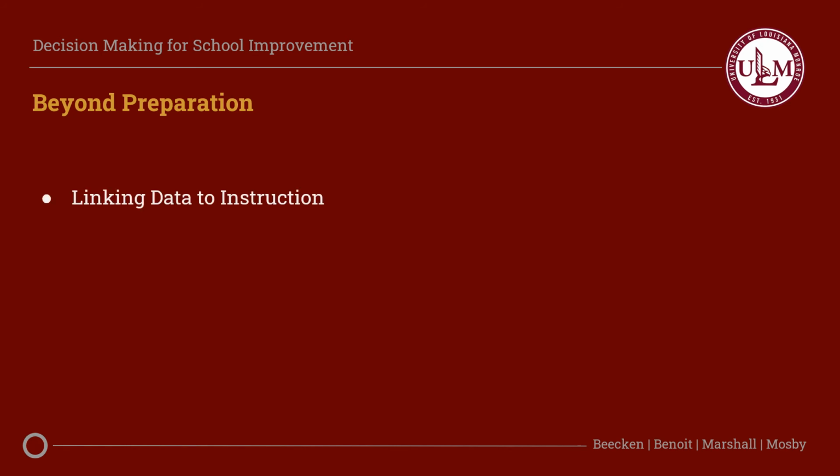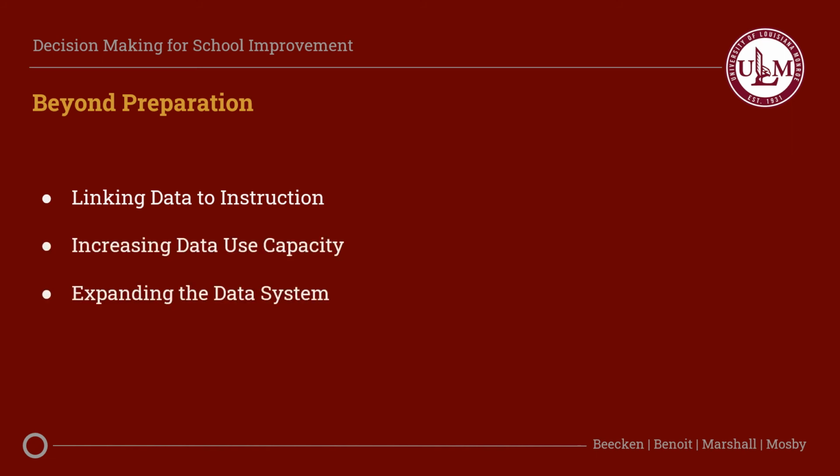That change leads to the need to increase data use capacity. Engaging in those calibration conversations becomes relevant and necessary to align data use to the current visions and goals. And of course, an increase in data capacity directly correlates to a need for a larger system. Technology upgrades may be relevant at this point, so it's important that we link data to instruction, increasing data use capacity, and expanding the data to the system.